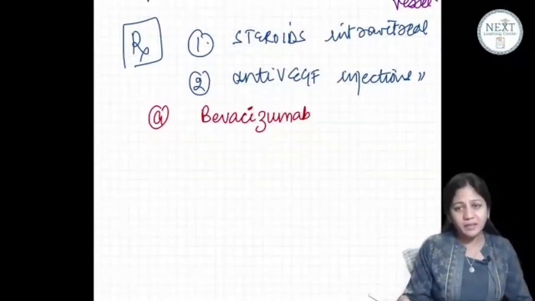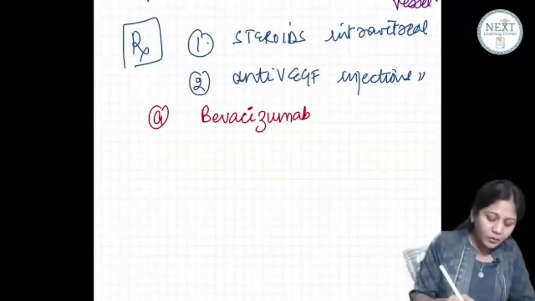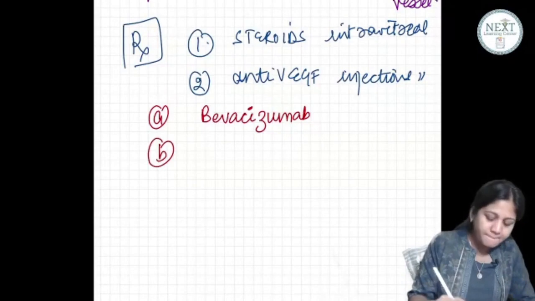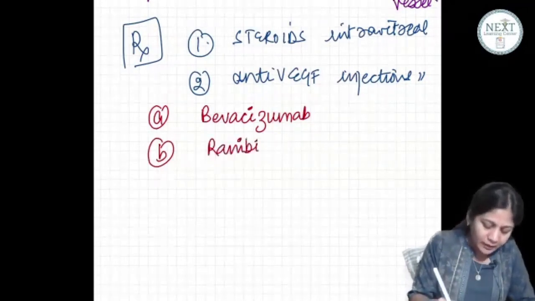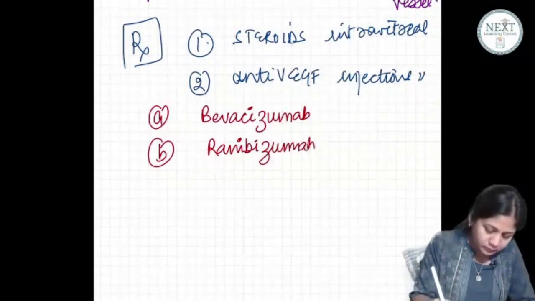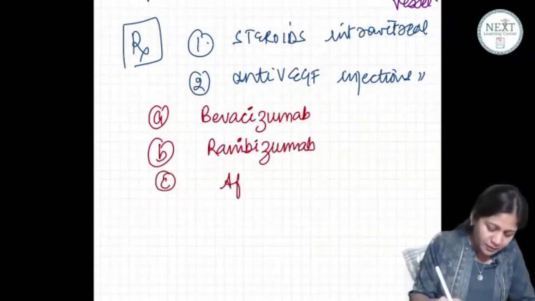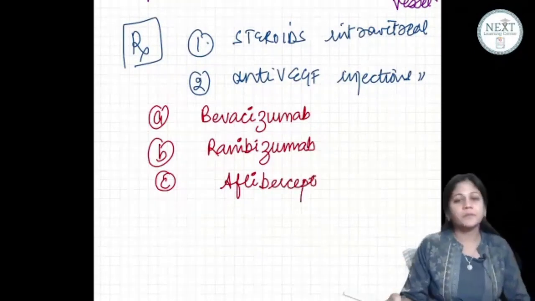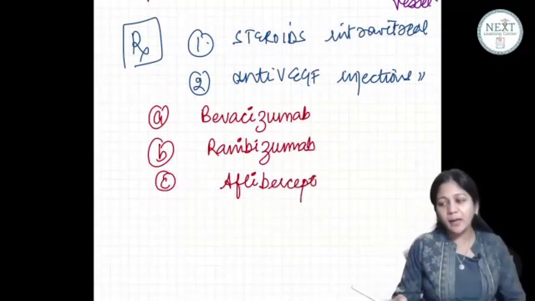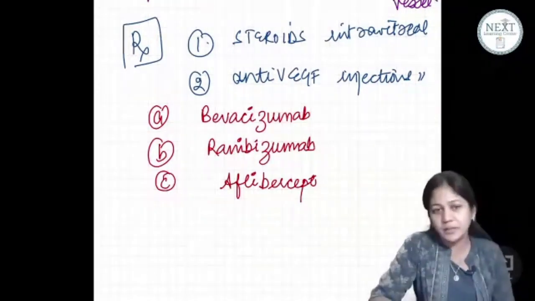So anti-VEGF injections are mainly of three types. What do you have to remember? Bevacizumab, ranibizumab, aflibercept. Bevacizumab, ranibizumab and aflibercept. Okay?